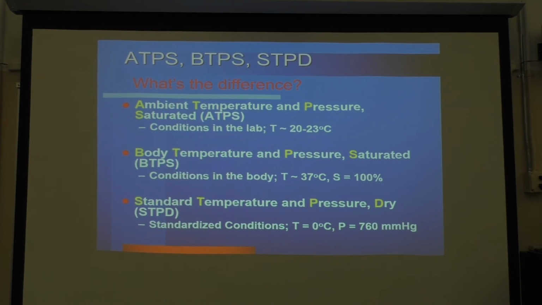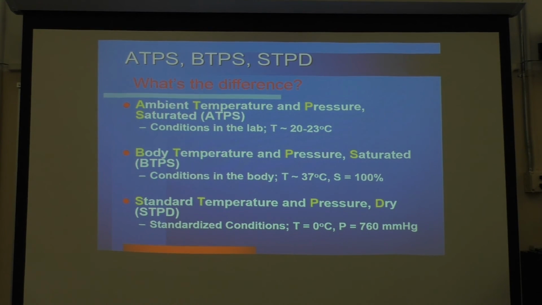STPD is a little bit different. Standard temperature pressure dry. This is a standardized condition. It's not a situation that we can really imagine. It's no physical location. But it's a condition in which the temperature is completely zeroed out to 0 degrees Celsius and the pressure remains fixed at 760 mmHg.